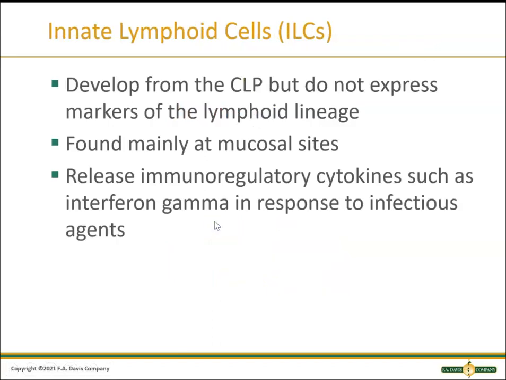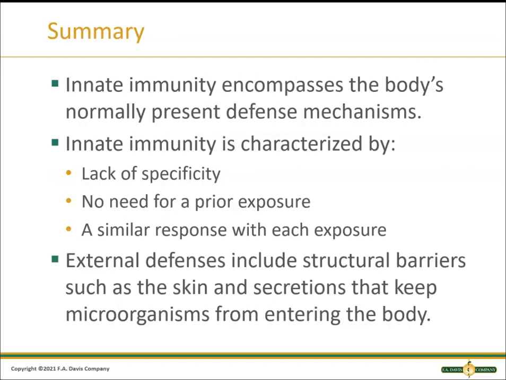So the innate lymphoid cells out there develop from the CLPs but do not express markers of the lymphoid lineage. So they're a little bit different looking, this particular type of cell. They're found mainly in the mucosal sites, and they will release cytokines such as interferon gamma in response to certain infectious agents out there. So they sort of regulate the immune system so we don't go overboard, or we do just enough out there.